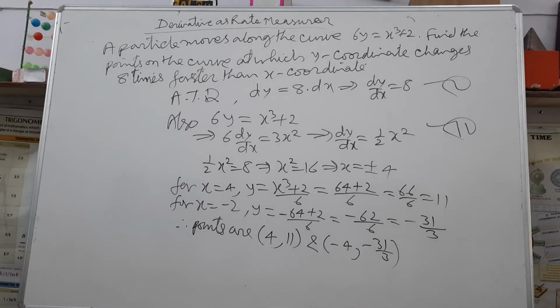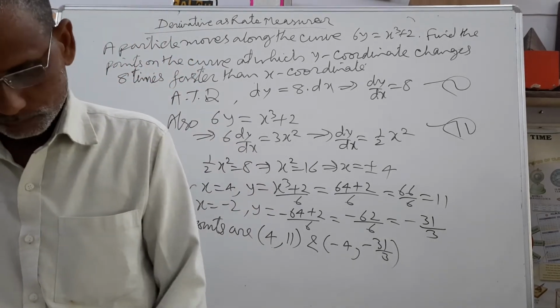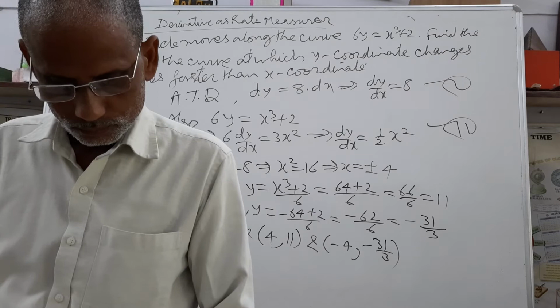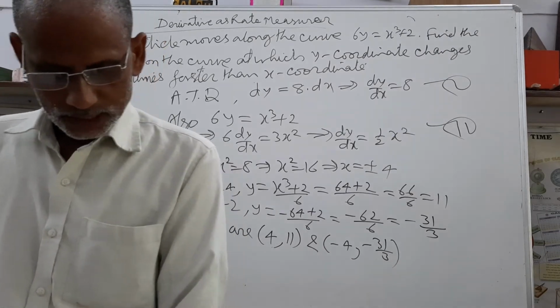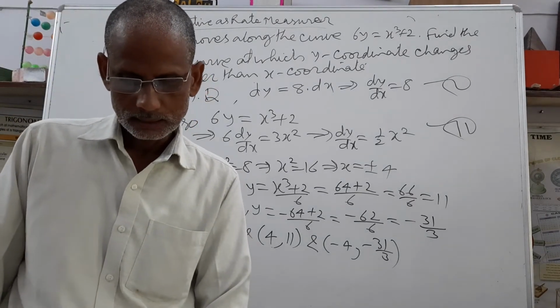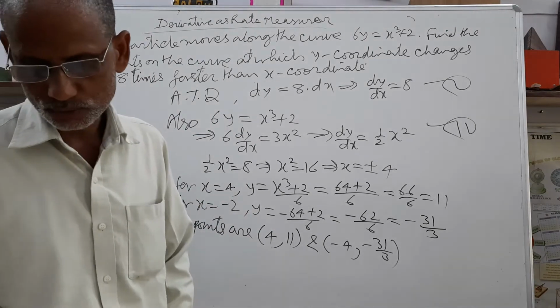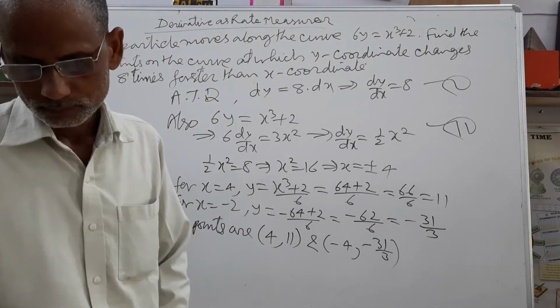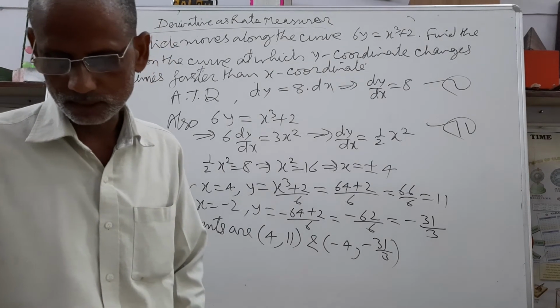Now, take another example. A stone is dropped into a quiet lake and waves move in a circular form at a speed of 3.5 centimeter per second.